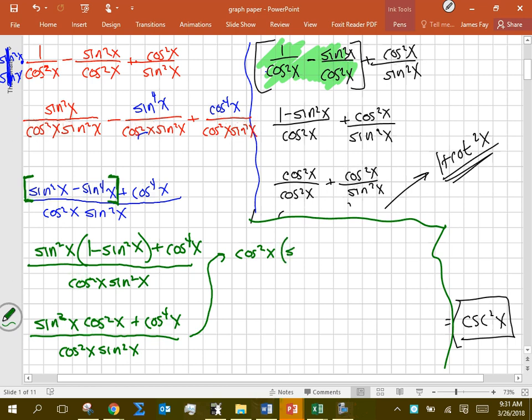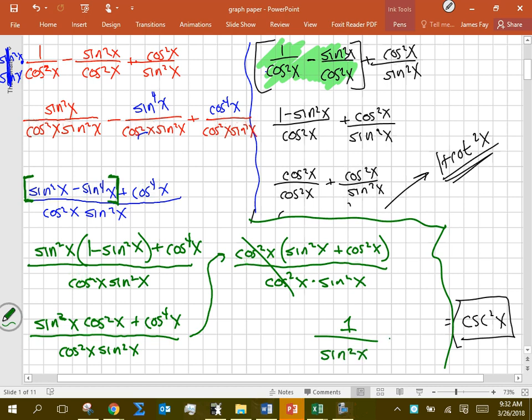Now I get sine squared x plus cosine squared x all over, what? Cosine squared x times sine squared x. Correct? What does this turn into? 1. What happens with these two things? Cancel. So I get 1 up top, and I get sine squared x on the bottom, right? What's that equal to? Cosecant squared.